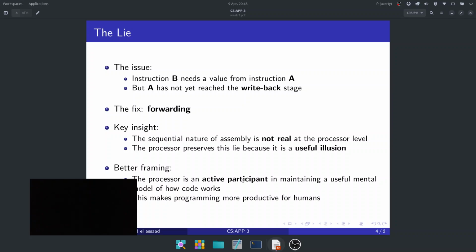This makes programming much more productive. The mental model that the computer science community has created makes programming a lot more productive, but it also hides a certain level of complexity, which is why it makes coding productive. And the processor itself, being a feature designed by humans, is also a participant in this mental model we have built.